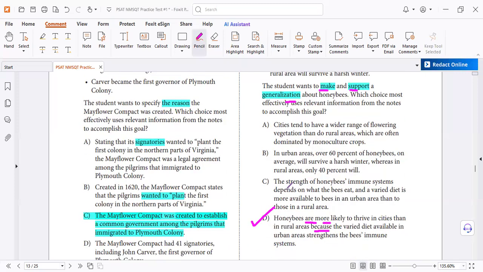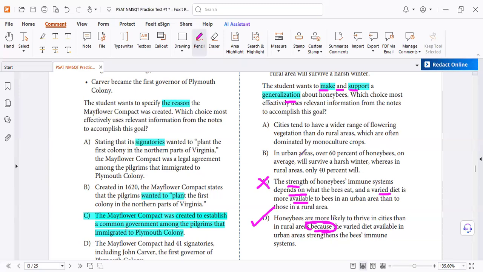But wait. Look at letter C. The strength depends on what the bees eat. And the fair diet is. So where is the support? You give me two facts. Strength depends on, and the fair diet is more valuable. Where is the support of it? We need evidence. So no evidence. He gives you only generalization. We need both. He said and.